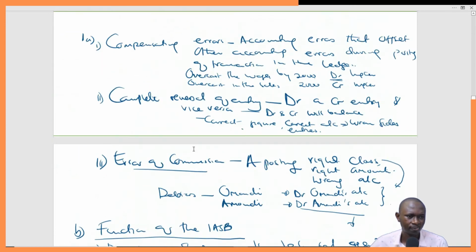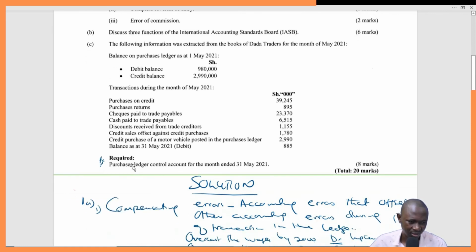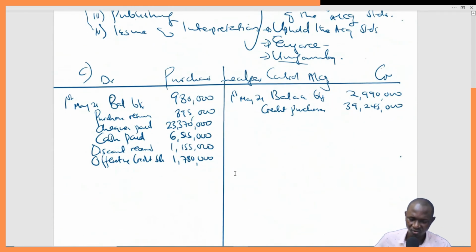Good. Then credit purchase of a motor vehicle posted in the purchases ledger. A purchase of a motor vehicle is not supposed to be posted in the purchases ledger, but nevertheless, it's a credit purchase, and this is a summation of all the credit purchases. So we'll still have it. Purchase of a motor vehicle 2990. So motor vehicle purchase 2990. See the figures are the same.